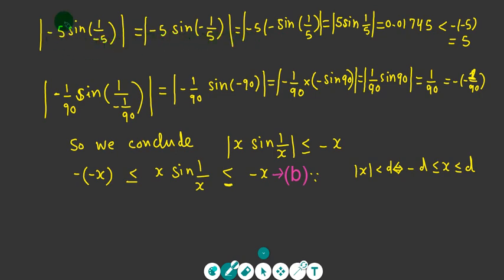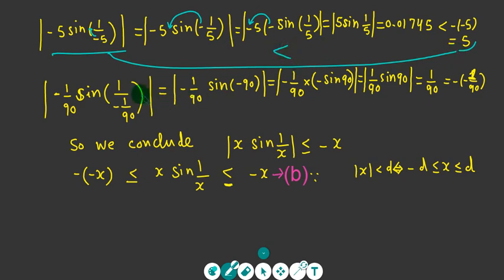Now we put the value minus 5, and this minus can be written here, and by the formula we can move this minus here, and minus multiplied by minus will be positive. So we find this value, which is equal to 0.01745, which is less than the minus x value. The minus x value is 5. So there is a less-than relationship. This quantity is less than minus x.